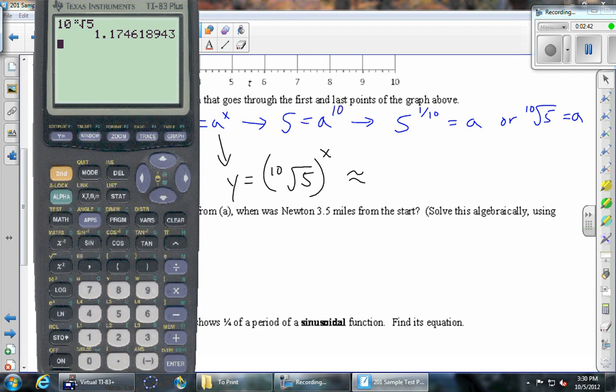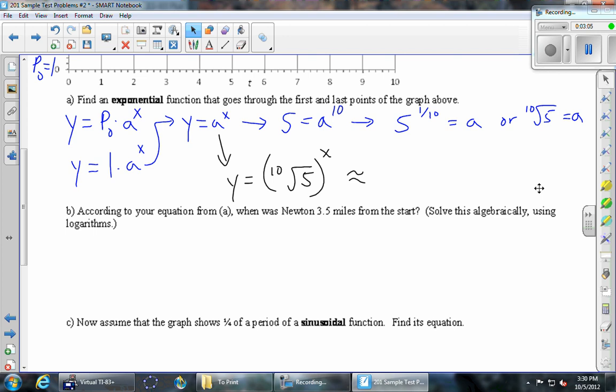Or if you prefer, you can just type in 5 raised to the 1/10. Don't forget parentheses there. And this should give us the same decimal. Or if you really want to be efficient, 5 to the 10 x inverse. You get to save one button press. So this is 1.1746. So that's our formula. And we'll move on to part B.